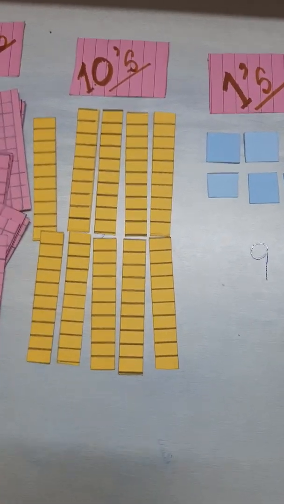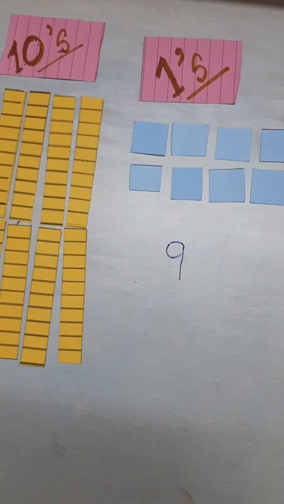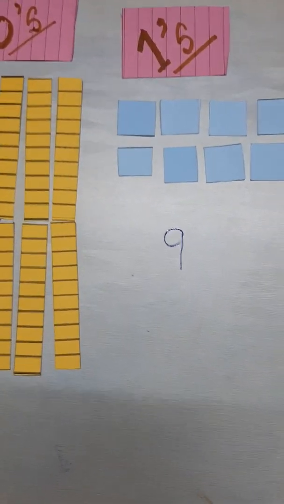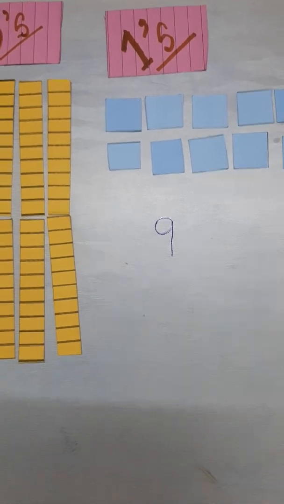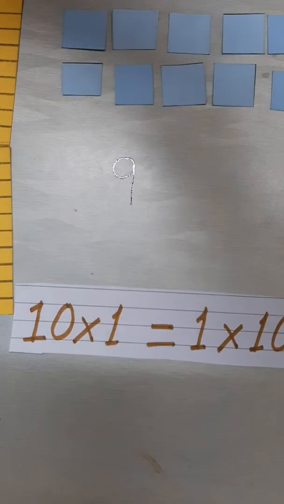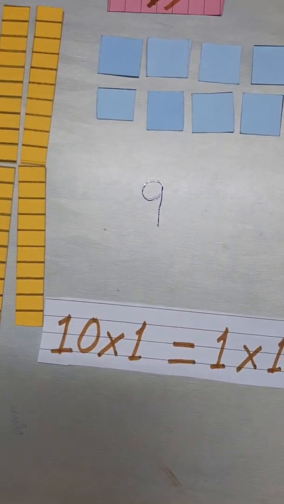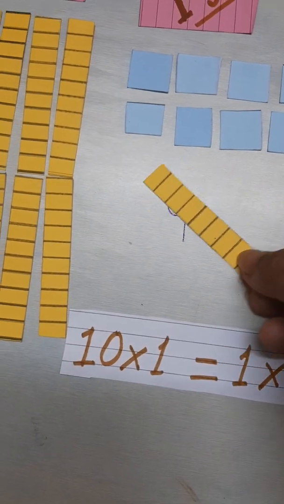Yesterday during the Zoom class we were doing the Dienes blocks, and we solved one question using these Dienes blocks. So before we begin, we discussed these. These are the ones. This is the ones place. I have 10 ones over here, and 10 times 1 is equal to 1 time 10. So these are the 10 ones. So 10 times 1 is equal to 1 time 10 over here.